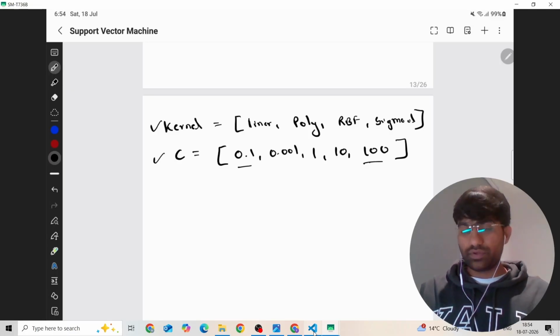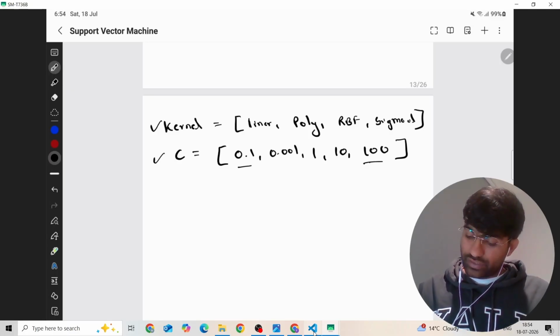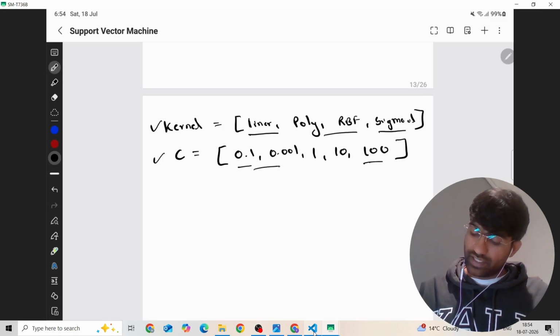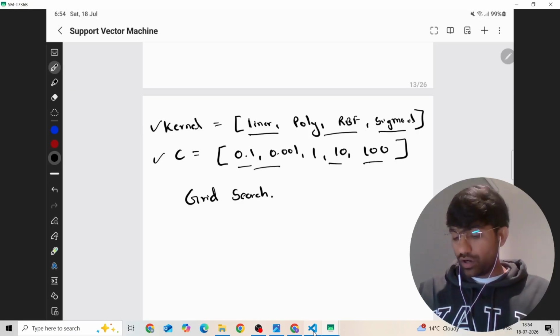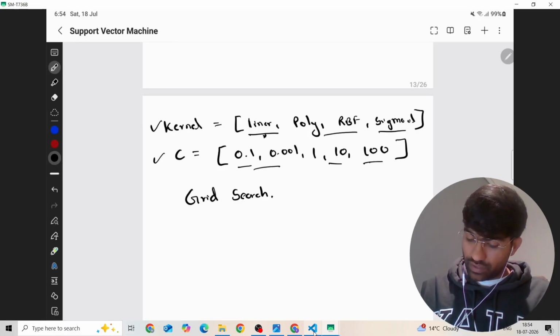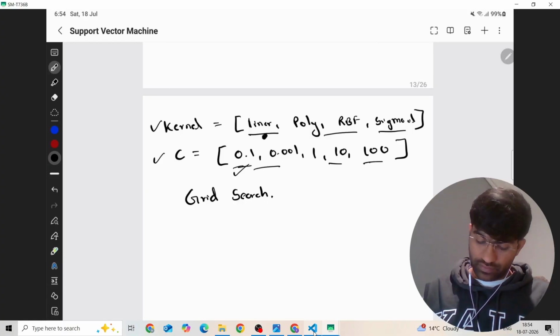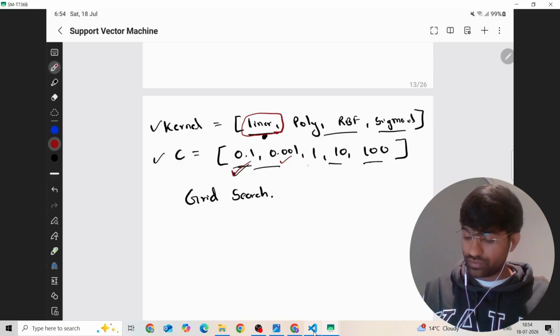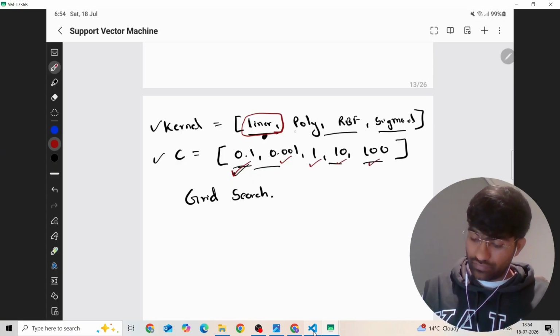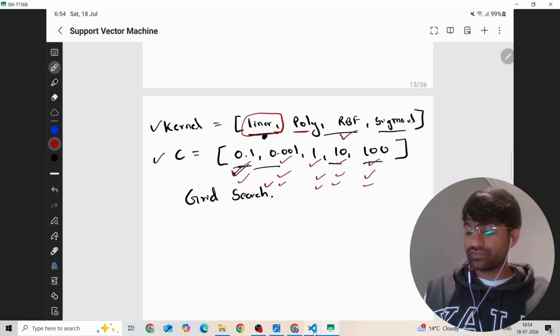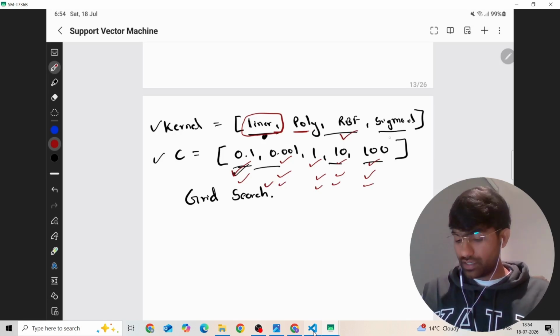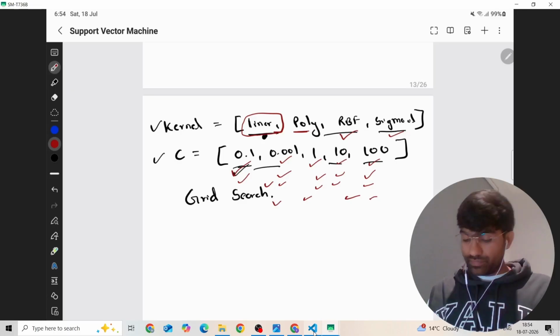So when you do the hyperparameter tuning and you specify the grid, this is grid search. What the machine will do is, for the linear model, it will check all the values of C. Specifically for linear, it will check 0.001, 0.1, 1, 10, and 100. Then again for poly, it will check different values of C and find the best parameter for poly. Then for RBF, it will check all the values of C and find the best parameter. For sigmoid, again it will do the same. So this is known as grid search.